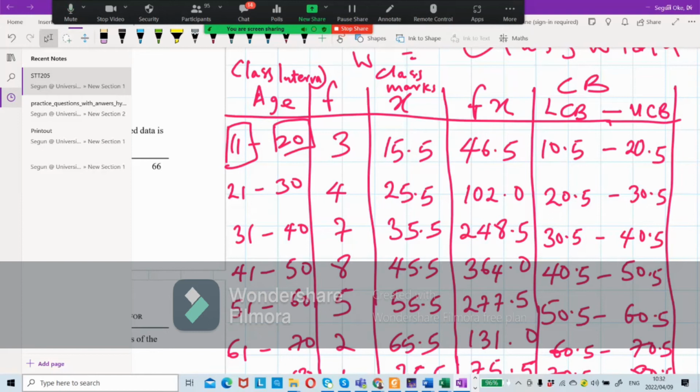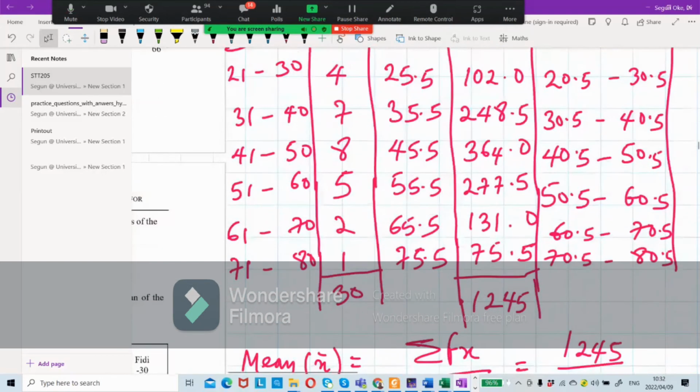In grouped data, once the question mentions grouped data, you should know that you have to calculate your class mark. Okay. Thank you, sir. You're welcome.